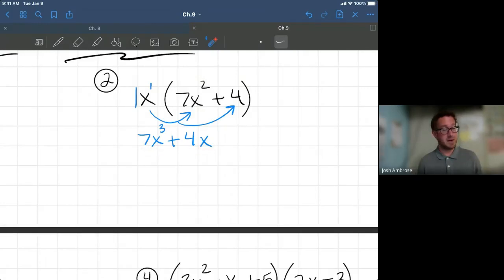What I really want you to make sure you grasp here is that these are not like terms. They both have x, but they do not have the same exponent. So I cannot go any further in this problem. I cannot put 7 and 4 together because they don't have like terms. X to the power of 3 with x cannot be combined. So this one is done right there. That's it.